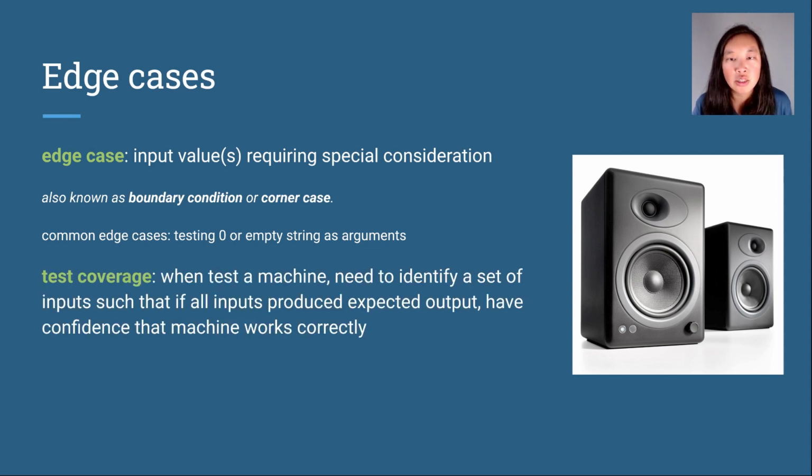Test coverage is where, when we test a machine, we need to identify a set of inputs such that if all of the inputs produce the correct output, then we have confidence that a machine works correctly.